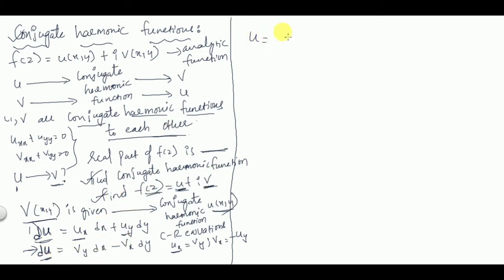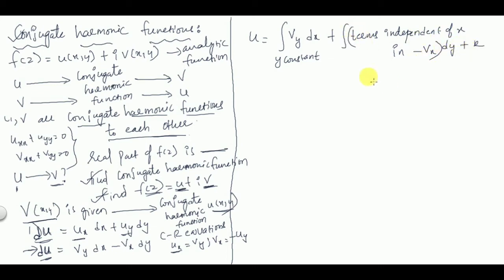u is equal to, when you have an expression of this form, from the differential equation concept, it is the integral of vy dx, treating y as constant, plus the terms independent of x in minus vx dy, plus k. Okay, so this is the function u. So u is equal to the integral of vy dx, treating y as constant. This is important.